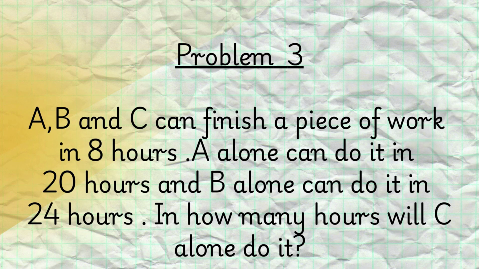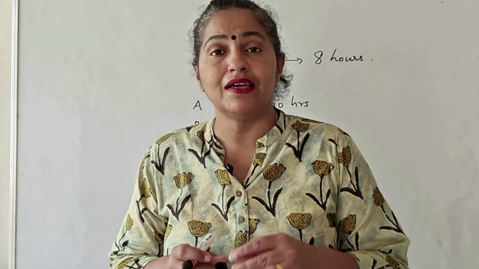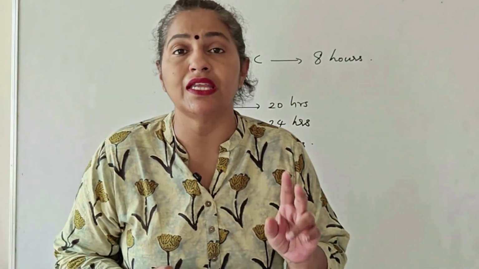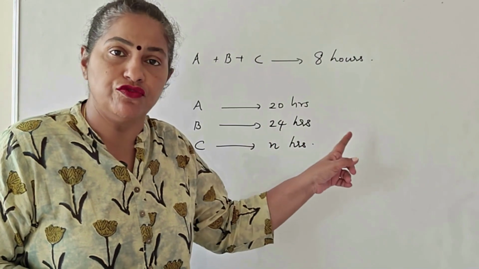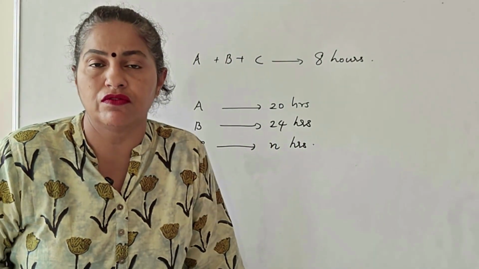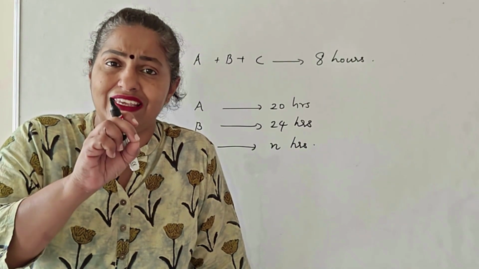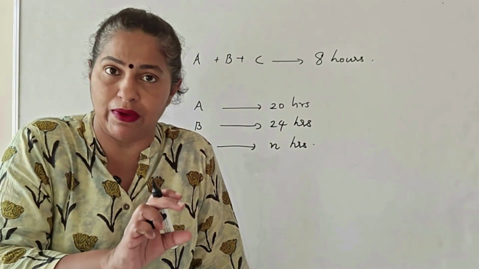I hope all of you are clear with the explanation of the previous sum. Now, we have been talking about the work done by two people individually and as a team. Now, let us add one more person and make it into a sum that involves the work of three people. It is given that A, B and C can finish a work in 8 hours. A alone can do it in 20 hours and B alone can do it in 24 hours. So we need to find how many hours C will take to complete the work all by himself.